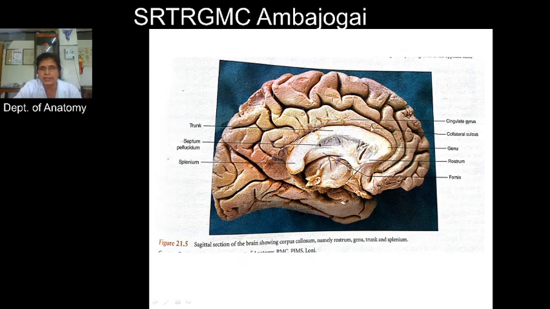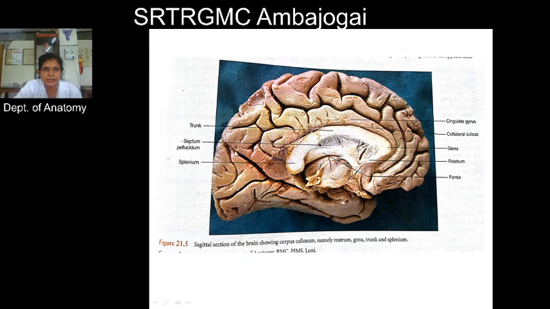cingulate gyrus. Then superior and anterior to this cingulate sulcus, this is the medial frontal gyrus. Then this is the paracentral lobule. Then posteriorly, there is the parieto-occipital sulcus and the calcarine sulcus. Here is the suprasplenial sulcus. So this part that is between this parieto-occipital and the cingulate sulcus, this is the precuneus.